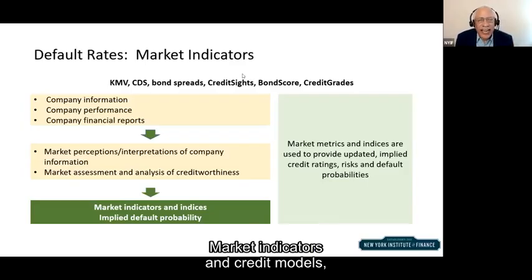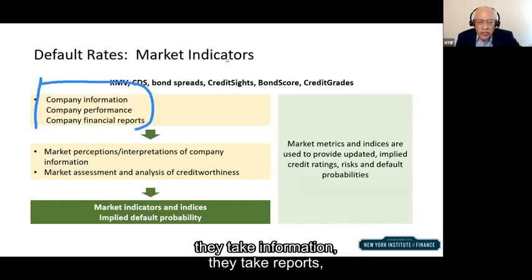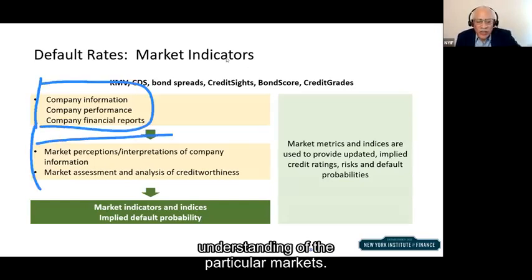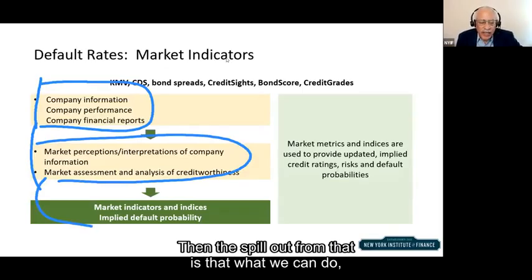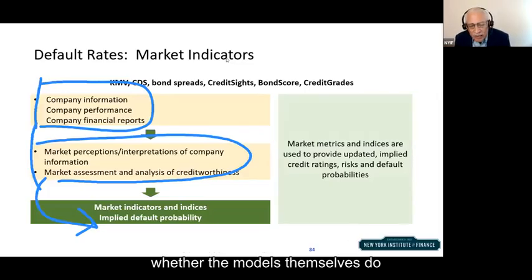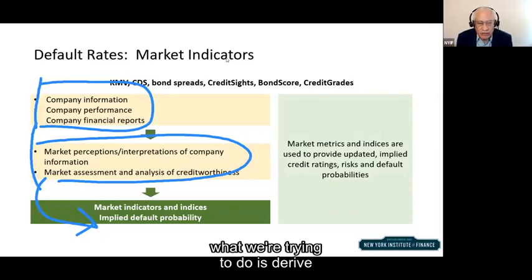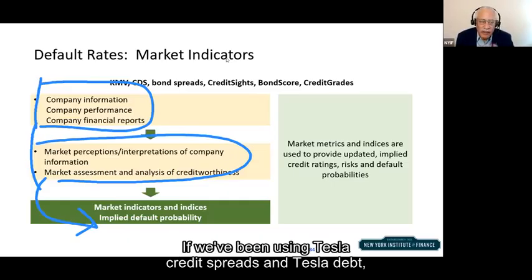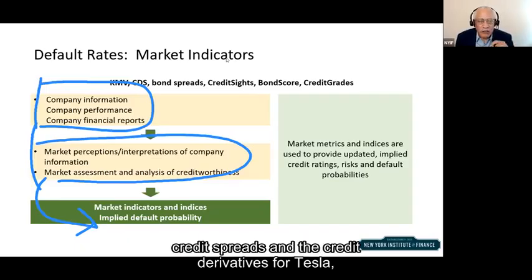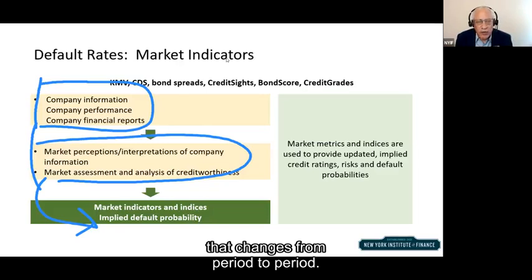So market indicators and credit models take information, they take reports, and they also take an understanding of the particular markets. And then the spillout from that is that what we can do, whether the models themselves do it or we do it ourselves, is derive their perception of what the probability of default of the company is. If we have been using Tesla credit spreads, credit spreads in Tesla debt and the credit derivatives of debt for Tesla, that changes from period to period.